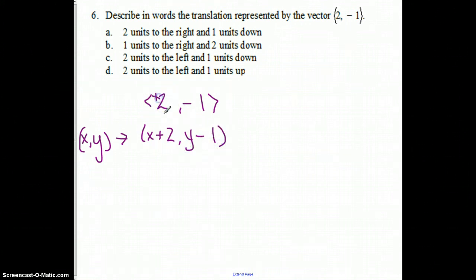So the +2 means it'll be x + 2, and the -1 becomes y - 1, which means that if it adds 2, it has to move 2 to the right, and if it's -1, then it moves 1 down. So if I look at these, 2 units to the right and 1 unit down would be A.